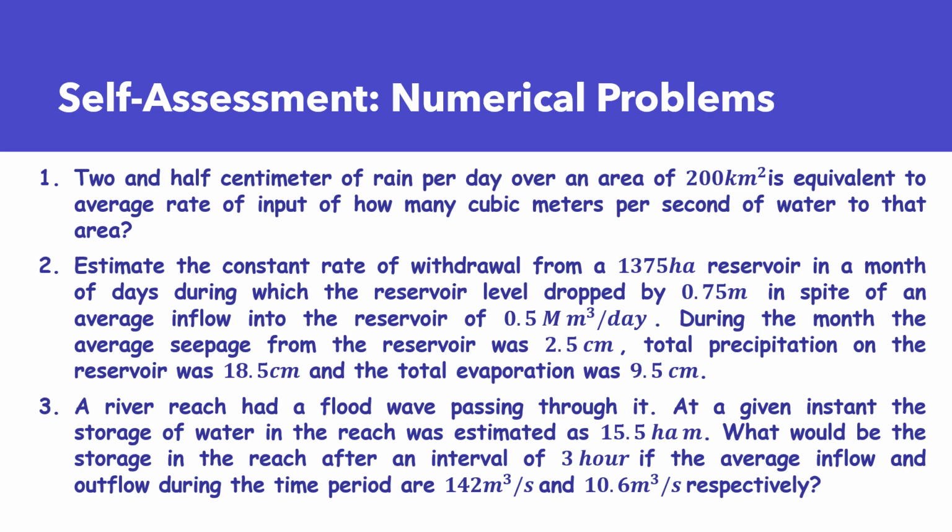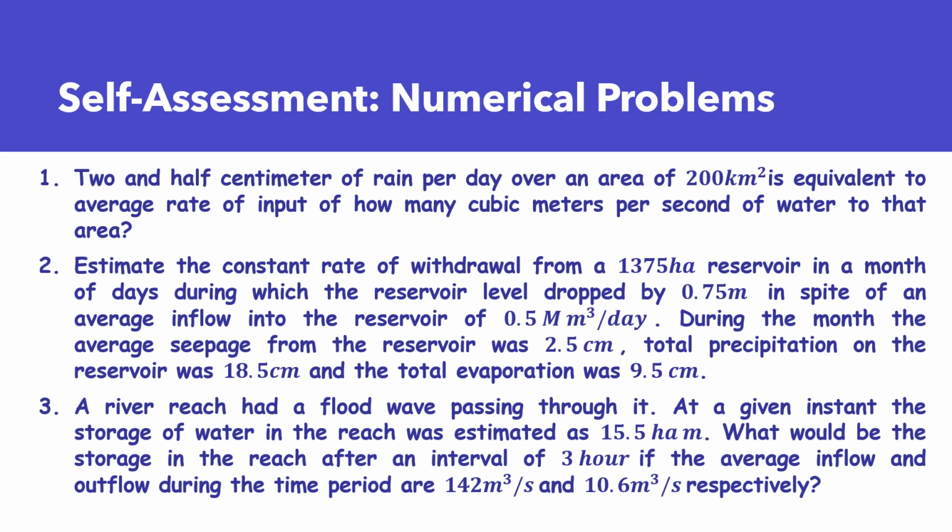Second is estimate the constant rate of withdrawal from a 1375 hectares reservoir in a month of days during which the reservoir level dropped by 0.775 meters in spite of an average inflow into the reservoir of 0.5 million meter cube per day. During the month, the average seepage from the reservoir was 2.5 centimeters. The total precipitation on the reservoir was 18.5 centimeters and the total evaporation was 9.5 centimeters.